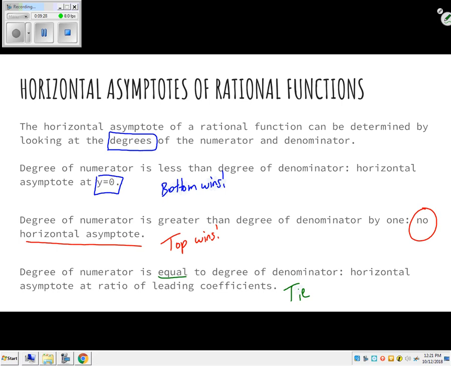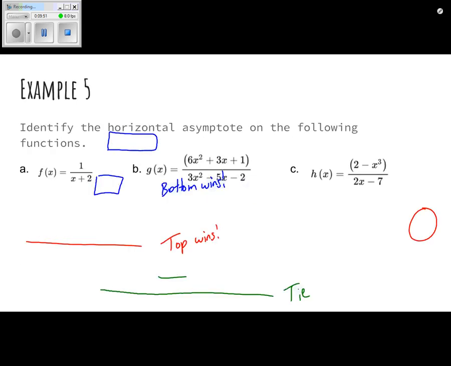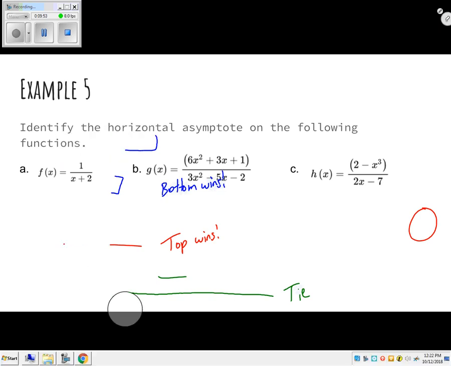All right. And so when that happens, my horizontal asymptote is going to be a ratio of leading coefficients. Okay, leading coefficients is that number in front of my polynomial, or the number that goes with the degree of my function, the big number in front. Okay, so let's try some. Let's just try to find some horizontal asymptotes.